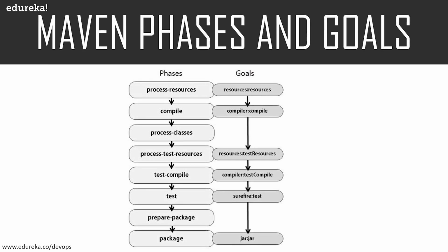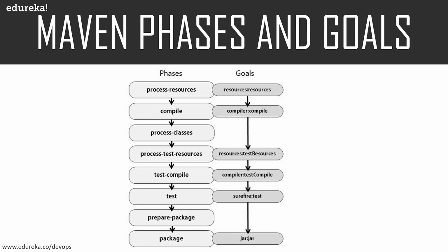A Maven phase represents a stage in the Maven build lifecycle. Each phase is responsible for a specific task. Here are some of the most important phases in the default build lifecycle. Validate. This phase checks if all the information necessary for the build is available. The compile phase compiles the source code of the project, whereas the test compile compiles the test source code. The test phase is responsible for running the unit tests of the application.